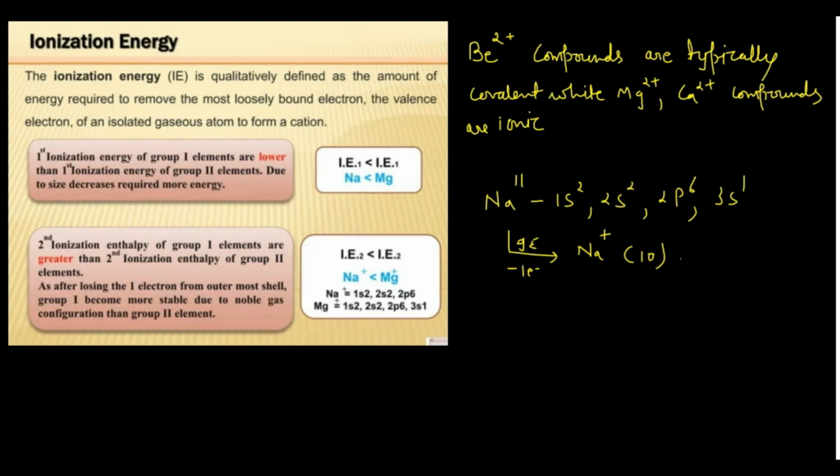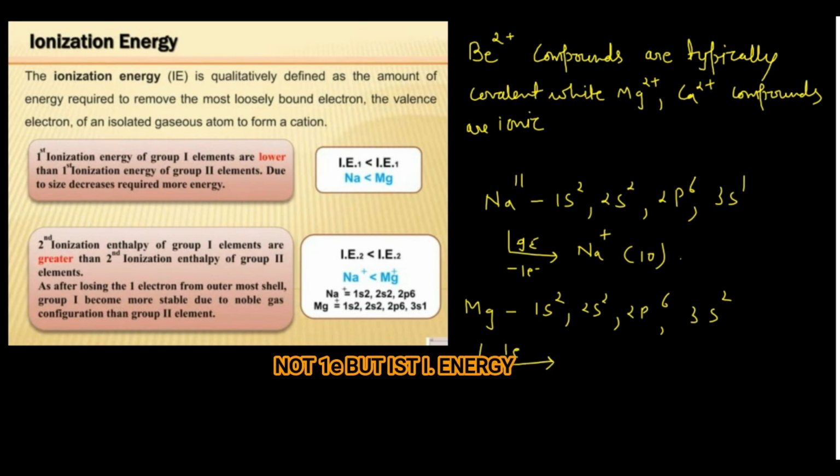And then if you compare this with magnesium, I can write the magnesium configuration here. So magnesium is 1s2, 2s2, 2p6, and then 3s2. Now see, if I supply one electron to this, it will form Mg positive, and we are having a total of 11 electrons.